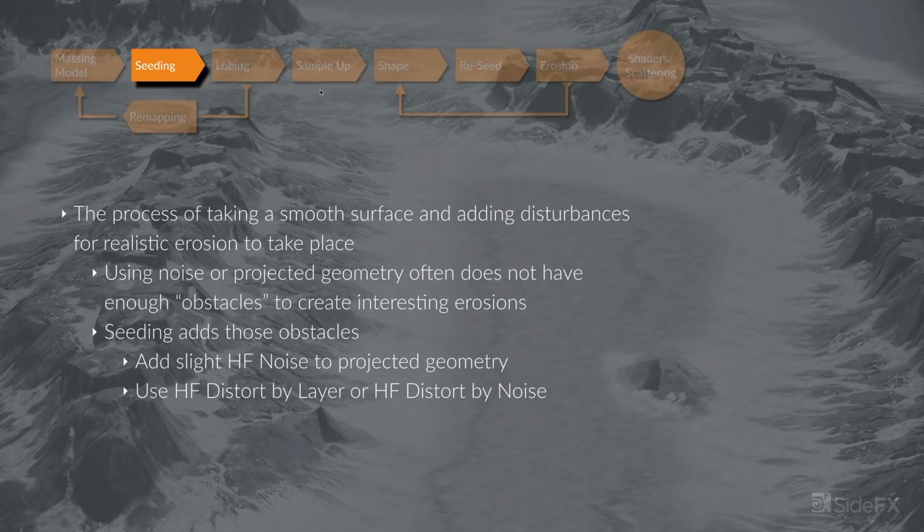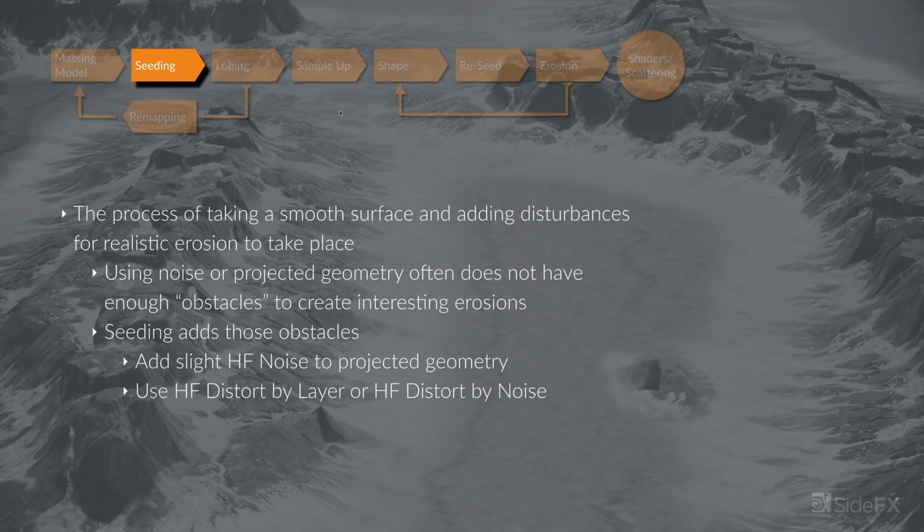So the next step in this workflow is seeding, the process of taking a smooth surface and adding disturbances to create realistic erosion. When you use noise or projection geometry, often it does not have enough of those obstacles to create interesting erosions. So seeding will add those obstacles. You can do it a couple of ways. You can add some height field noise to a projection geometry to add a little layer of noise on top. You can use a height field distort by noise, which was already in H17 and 16.5, or you can use the new distort by layer.